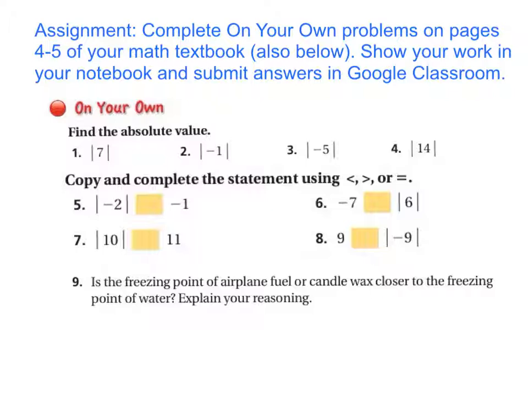Your assignment for this lesson is to complete on your own problems on pages 4 to 5 of your math textbook. They are also shown below. And remember, you can also access your math textbook online. Show your work in your notebook and submit your answers in Google Classroom. For number 9, you're probably going to need to look back at example 4 on page 5 of your lesson.